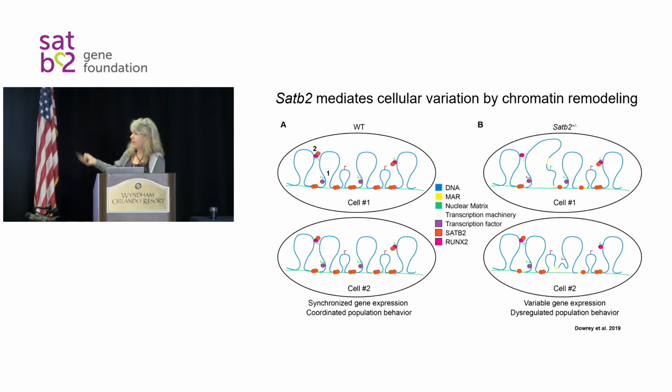But in the next cell, the SATB2, just by chance, chooses a different 60 spots, and so you get a different mislooping. And so what this results in is unsynchronized or dysregulated population behavior. So that is one problem that we are trying to address. So what happens when you get dysregulated population behavior?